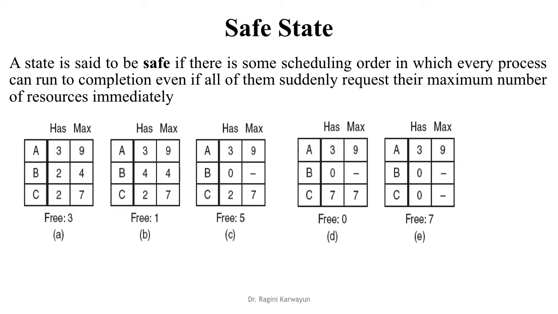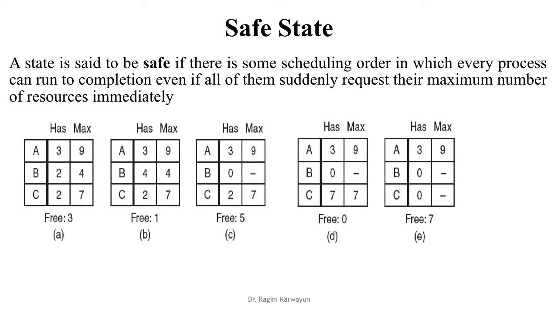So in diagram A, there are three processes, and A needs 9 instances of that resource, B needs 4 instances, and C needs 7 instances of that resource to complete their work. Now initially the system has allocated 3 instances of that resource to A, 2 to B and 2 to C. So how much more does A need? 6, B needs 2 more and C needs 5 more, and we have 3 instances of resources free.